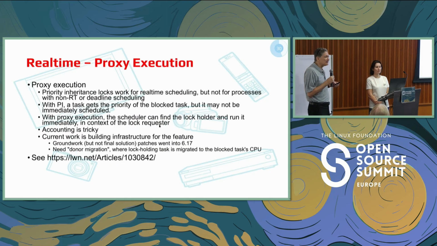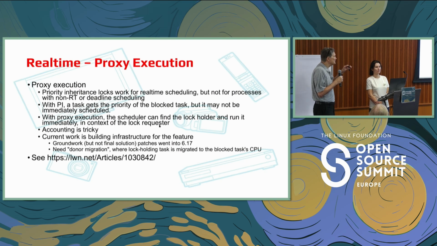So the other thing that's coming out having to do with real time is proxy execution. The way that we've handled priority inversion in the kernel so far has been with priority inheritance mutexes, I think, priority inheritance locks. And that works when you're dealing with processes that are both in the real-time scheduling class. But it turns out that you also want to cover processes that are maybe not in that scheduling class.